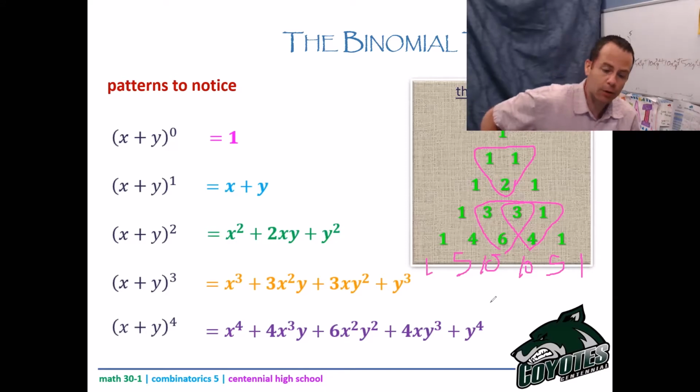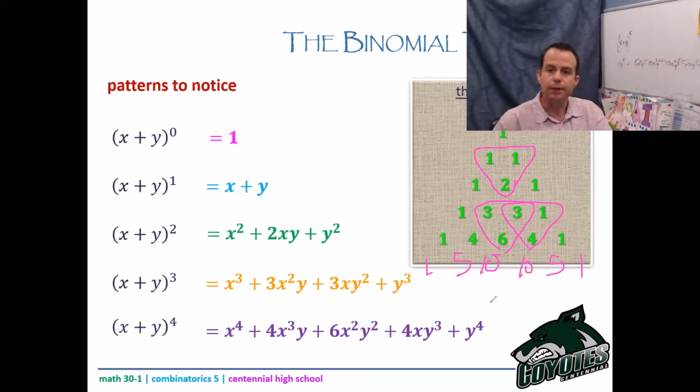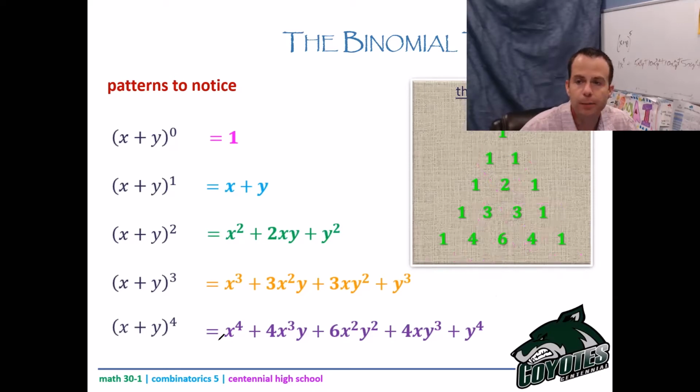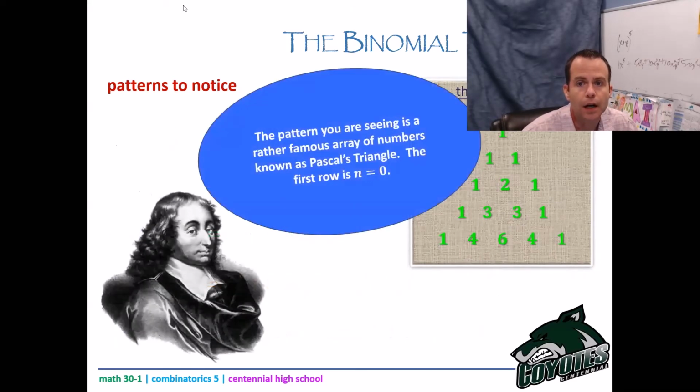Okay, now back to this array of numbers. Let me just clear the ink here. Back to this array of numbers for a second. This is a very special, very famous array of numbers. It's called Pascal's triangle. The first row is when n equals 0. And this dude here is Blaise Pascal.